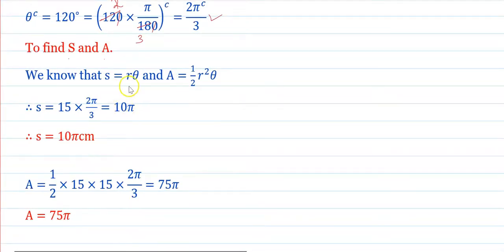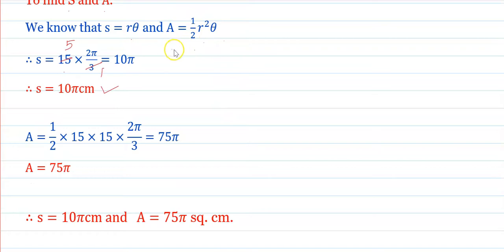We know that S is equal to r theta and capital A is equal to 1/2 r square theta. Therefore, S is equal to 15 into 2 pi by 3, and if we simplify this, you will get 5 into 2 pi. Therefore, S is equal to 10 pi centimeter, and this is the length of arc.